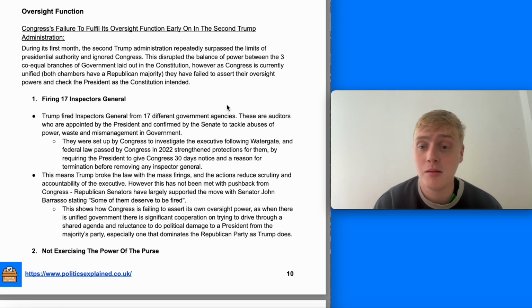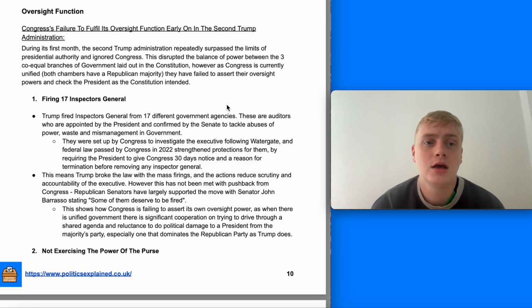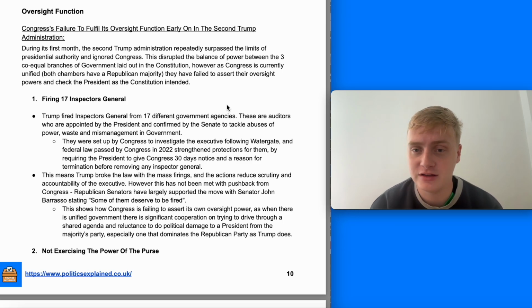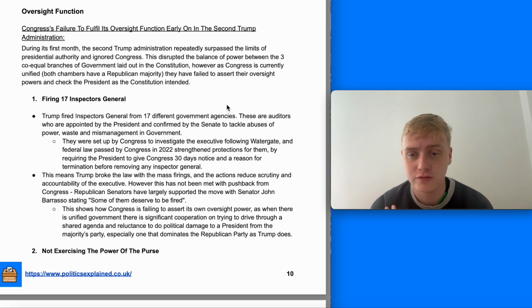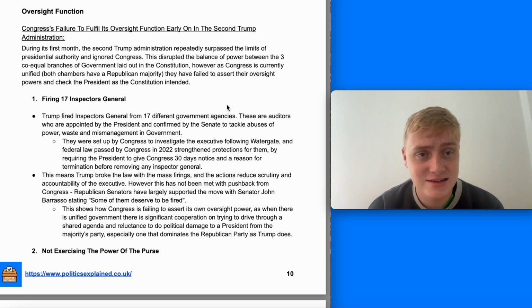Okay, the next example we're going to have a look at is a little bit complicated, but for me it's really important and really useful, and that's in relation to Congress's oversight function over the president, particularly in unified government, because currently we have unified government in the United States where the president is a Republican, the Senate has a Republican majority, as does the House of Representatives.